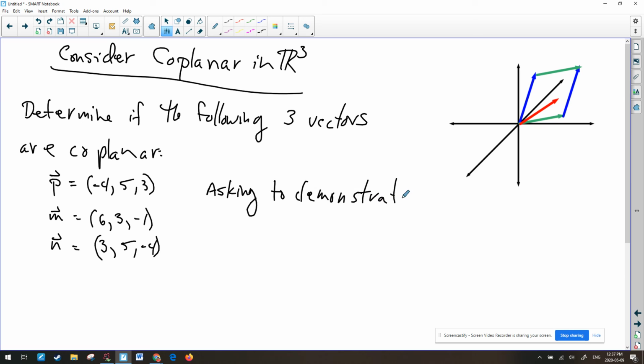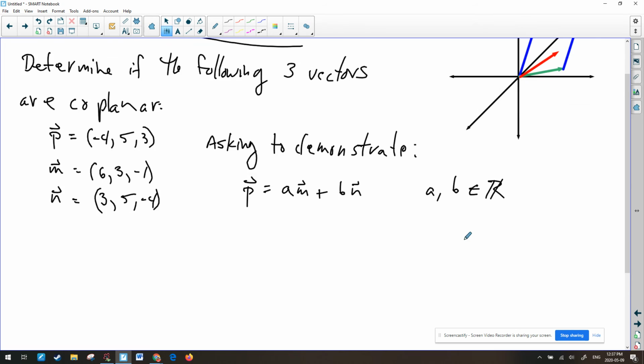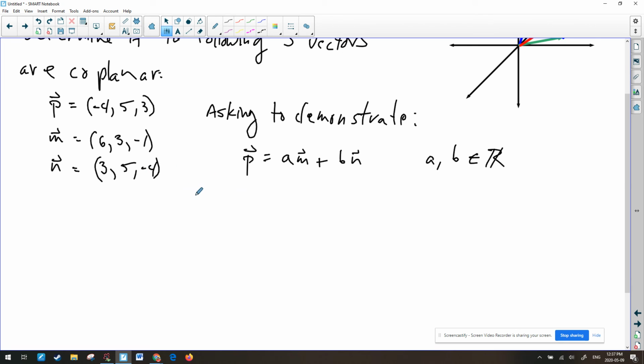So what this question is really asking us is to demonstrate that vector P can be written as A times vector M plus B times vector N, where A and B are both members of the reals. Okay, so in essence, let's write this a different way. That really means that (-4, 5, 3) is equal to A times (6, 3, -1) plus B times (3, 5, -4).